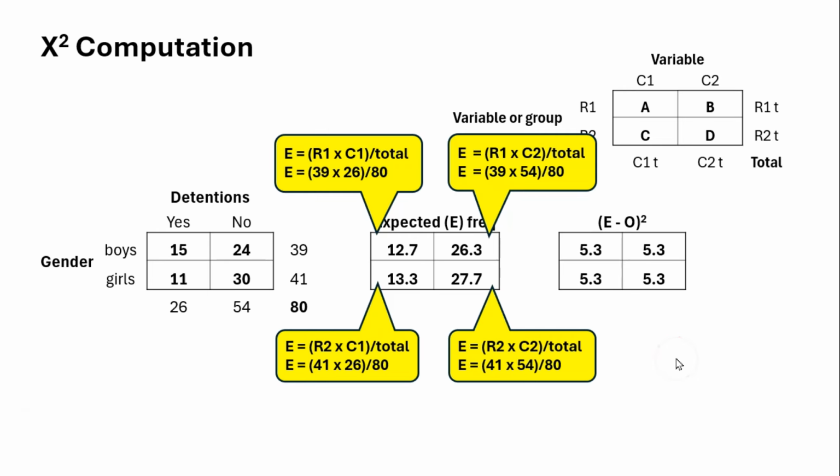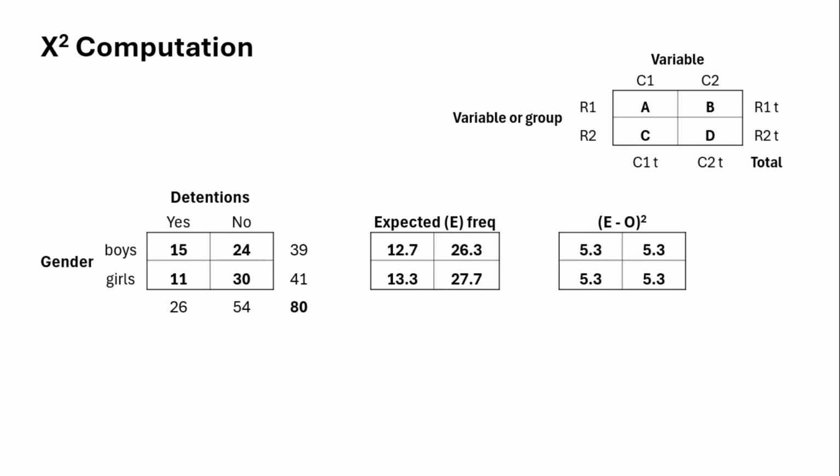Then the next thing you do is move to the table over here on the right and calculate the expected frequency, which we just calculated, minus each corresponding observed frequency, and then square it. So for example, the 5.3 in cell A would be equal to the 12.7 minus the 15, squared. And you just do that for each of the other remaining 3 cells. In this case, it comes out to be roughly 5.3 for each cell.